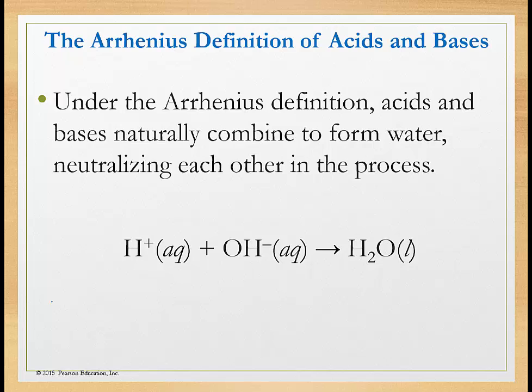Now, with the Arrhenius definition, acids and bases will naturally combine together to form water, and they neutralize each other in the process. So we talk about acid-base neutralization. The proton that's created by the acid combines with the hydroxide that's created by the base, and we get water, which is considered to be neutral.